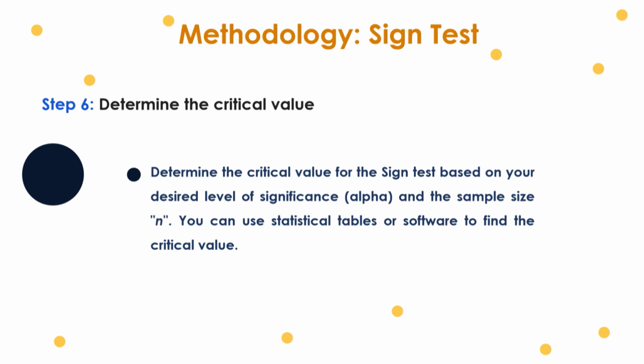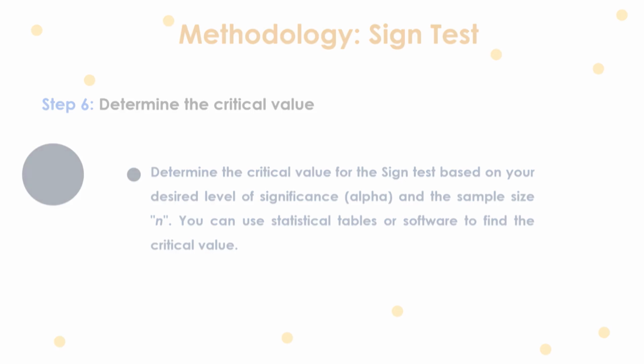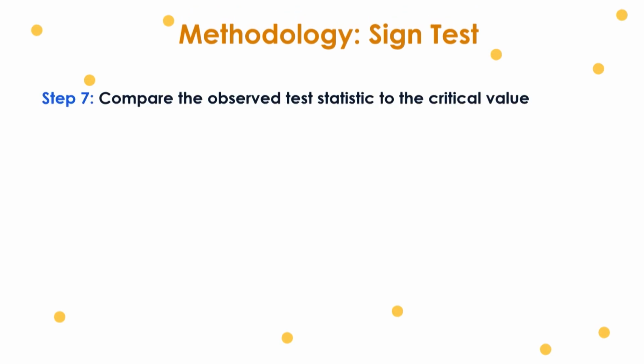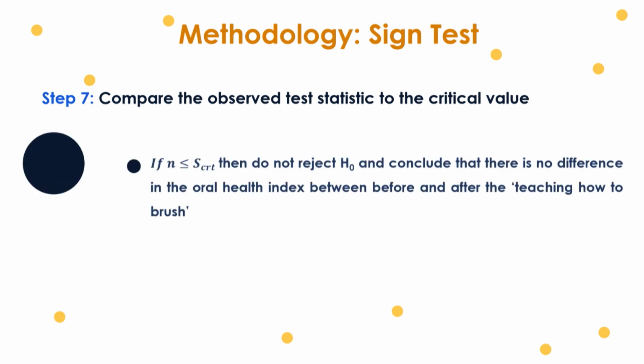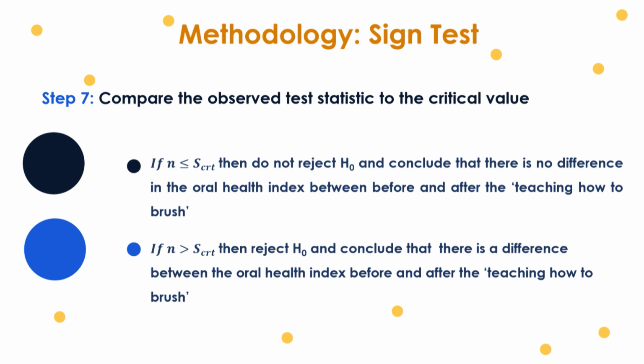You can use a statistical table or any software to find the critical value. Step 7: compare the observed test statistic to the critical value, whether it is greater or lesser. If the observed statistic is less than the critical value, then do not reject H naught, and conclude that there is no difference in the oral health index before and after giving the teaching. If it is greater than the critical value, the other direction, then reject H naught and conclude that there is a difference in the oral health index before and after the teaching procedure.